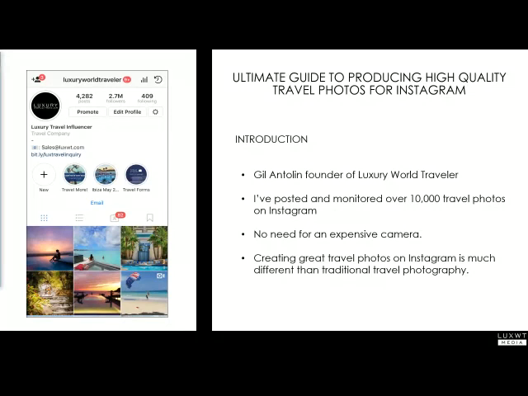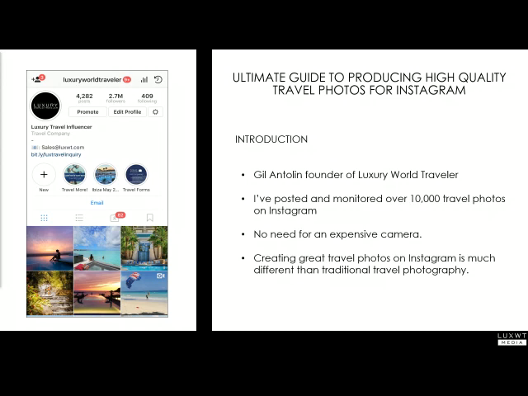But for today, the general idea for this course is really how to use a cell phone. How do you take your cell phone, which everyone on Instagram has, and capture great travel photography from wherever you're at?